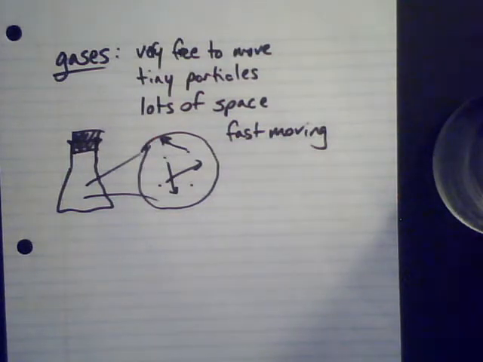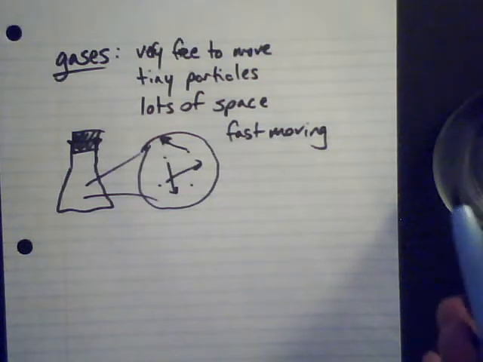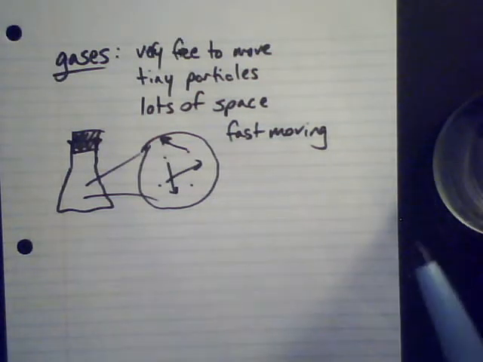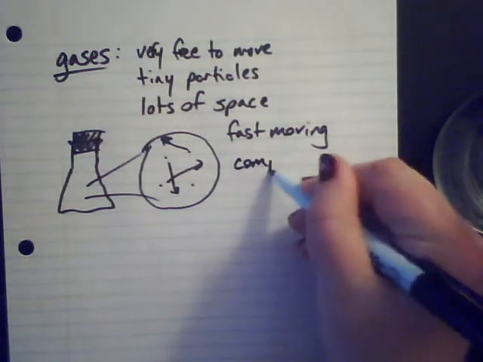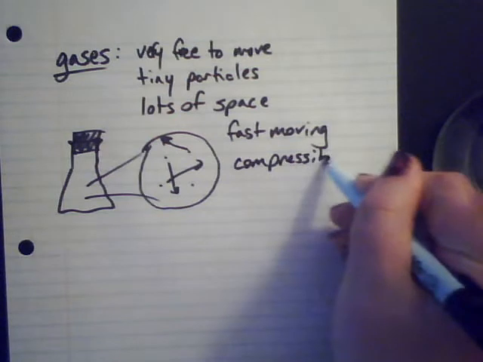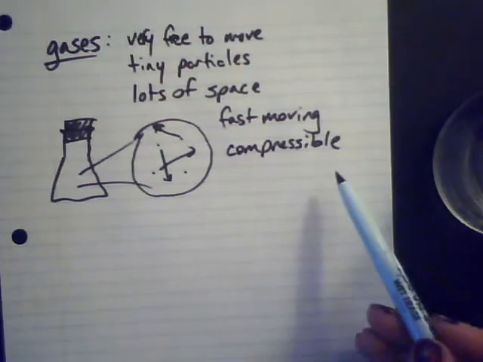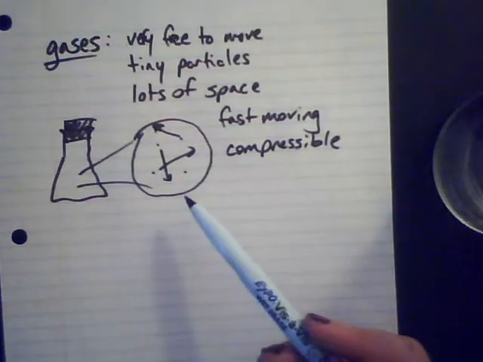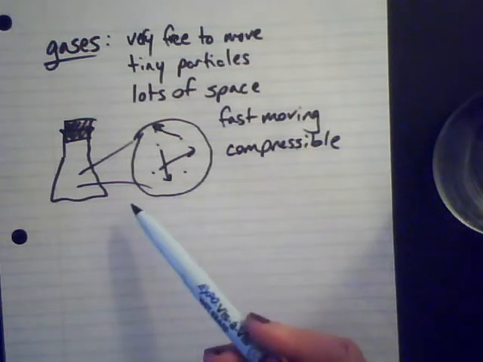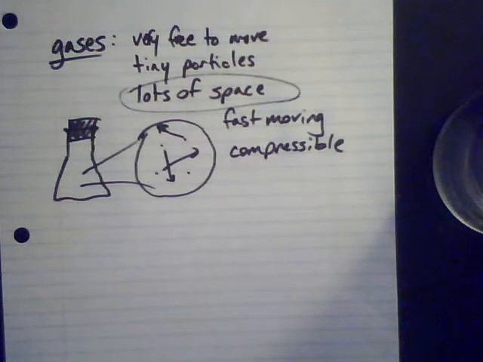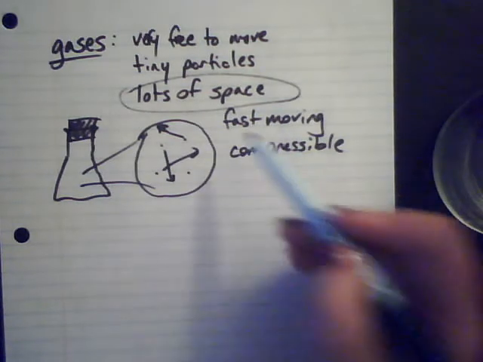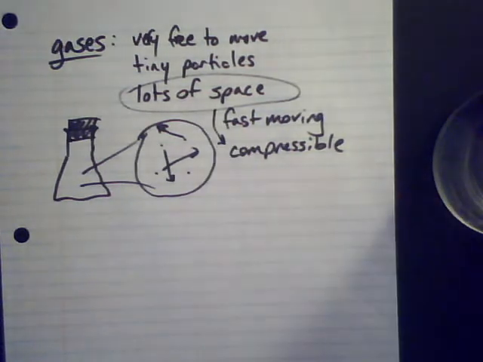Now, unlike water or liquids in general and solids, when you try to compress a gas, it's much easier to compress. We say that it is compressible, meaning that I can fit a certain number of gas particles in either a really small space or a really large space. And the reason for that is because there's so much space between the particles themselves. So that allows for this compressibility.